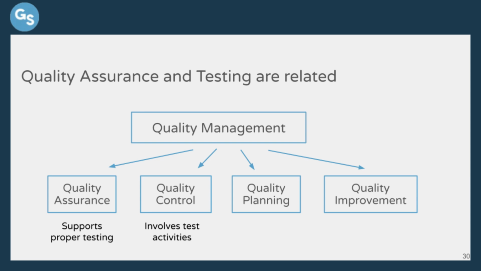Quality control involves various activities, including test activities, that support the achievement of appropriate levels of quality. Test activities are part of the overall software development or maintenance process. Since quality assurance is concerned with the proper execution of the entire process, quality assurance supports proper testing. Testing contributes to the achievement of quality in a variety of ways.